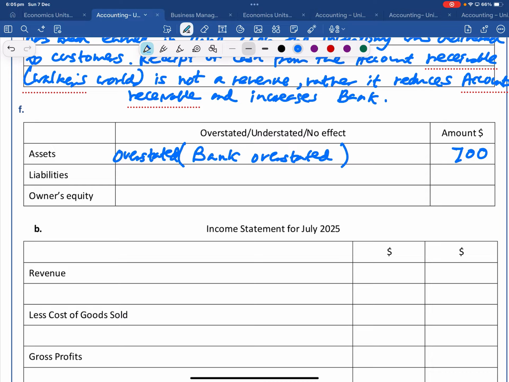Then liabilities, how many items? One. Which item is it? Mortgage. Overstated. How much? 500.